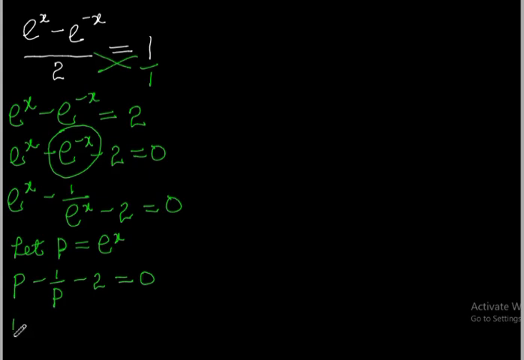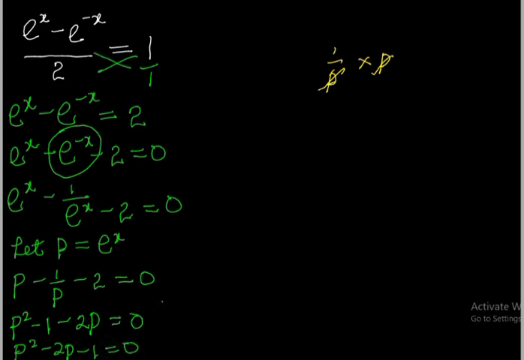So that we have p multiplying p, we have p squared, minus 1 over p multiplying p, that would be 1 over p times p. We're left with 1. So we have p squared minus 1, minus 2 multiplying p, that is 2p. And of course, 0 multiplying p will still remain 0. So we now have a quadratic equation which we can write as p squared minus 2p minus 1 equals 0.